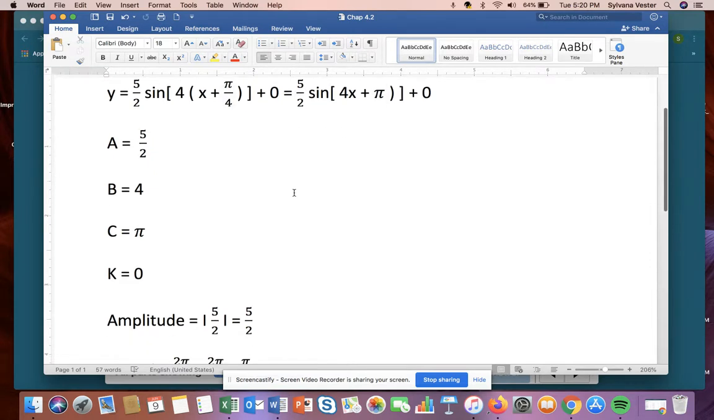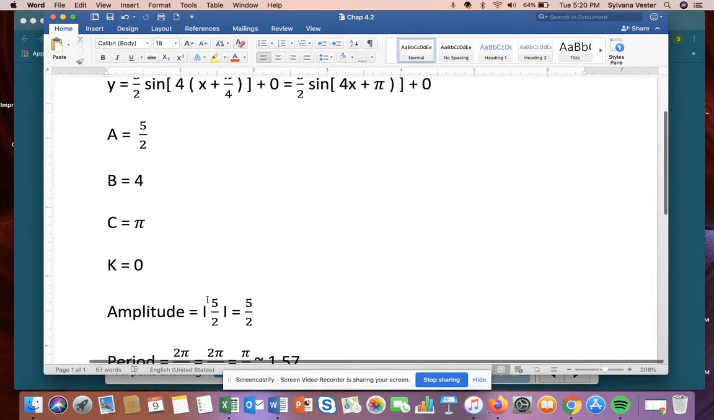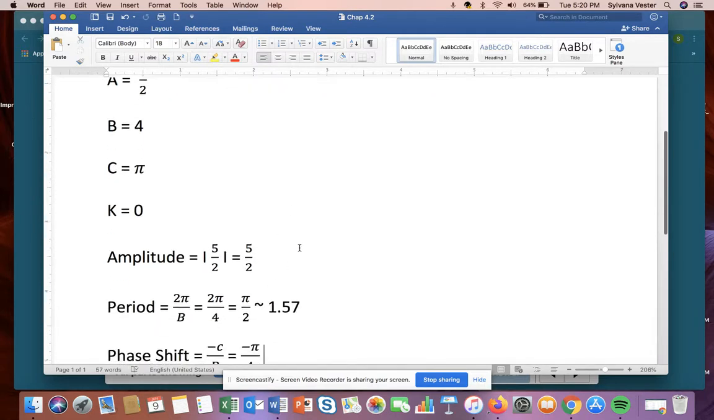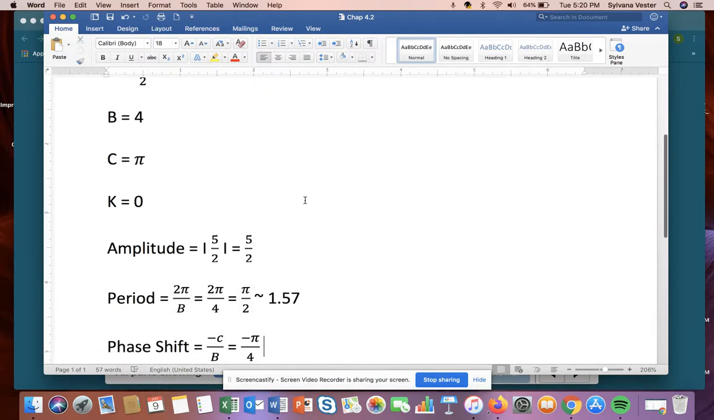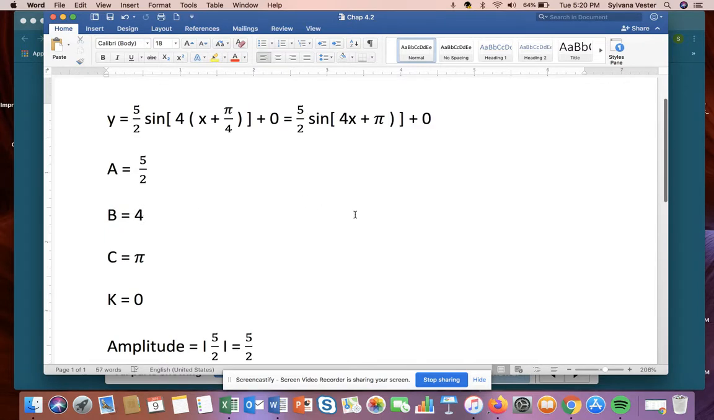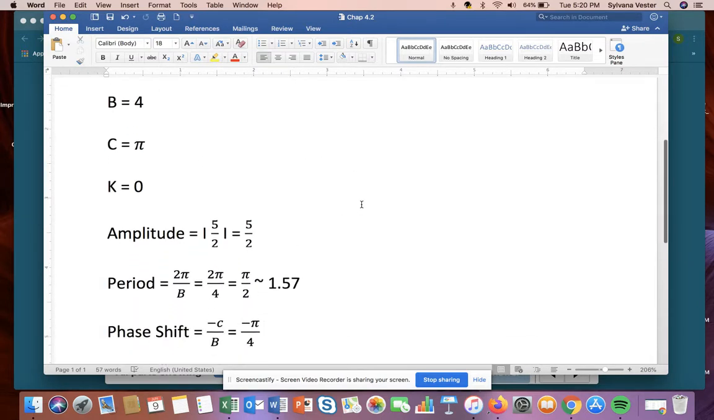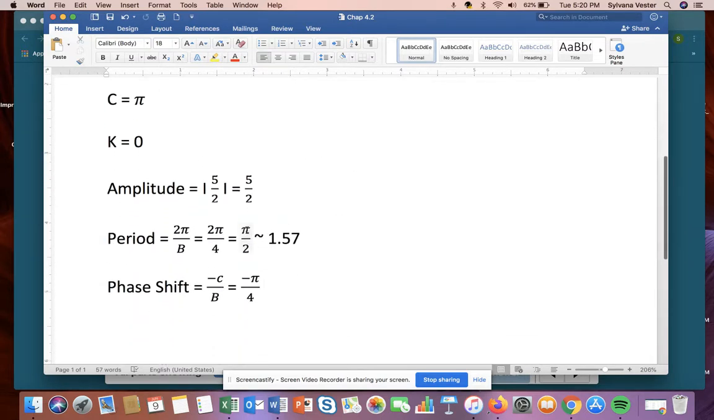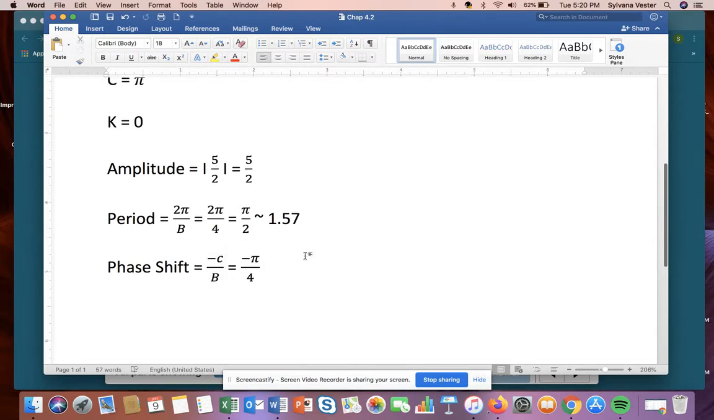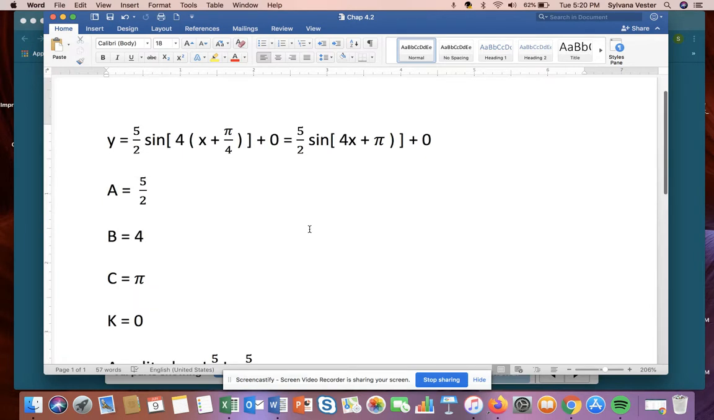Okay. Now, the amplitude is going to be the absolute value of 5 halves, which is just 5 halves. The period is 2 pi divided by b. B is 4, so you're going to get pi over 2. And if you actually put in your calculator pi divided by 2, you're going to get 1.57. And the phase shift is negative c over b. So here's negative c, so negative pi divided by b, 4.